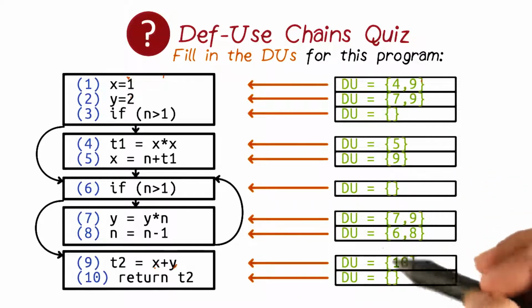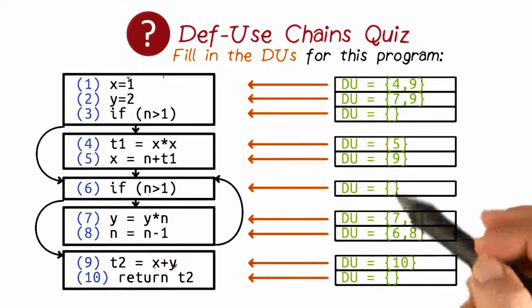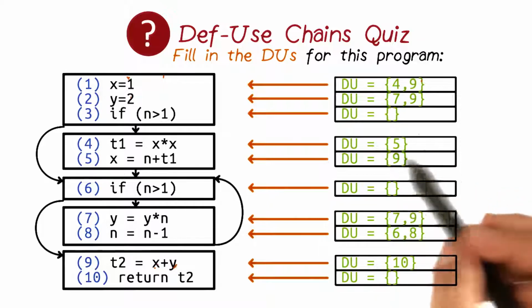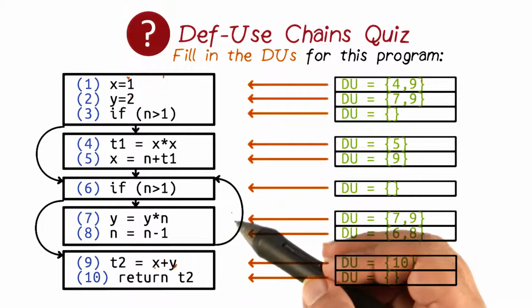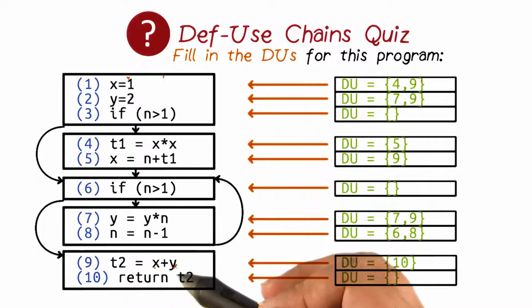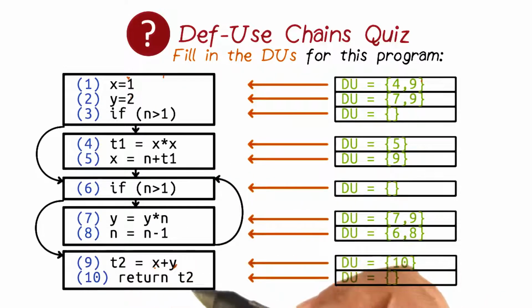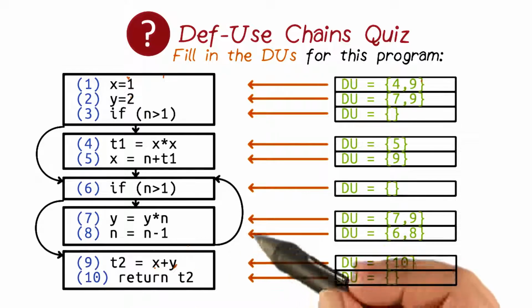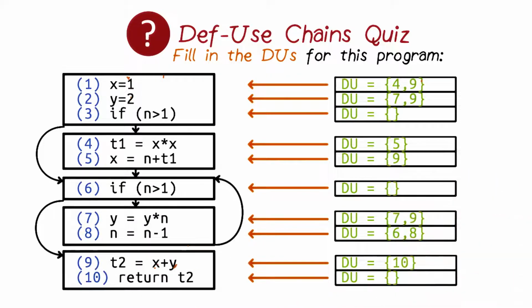Similarly, we can work out the others. I encourage you to work these out by following this reasoning. Again, what we do is, if there is one path along which we can take the value and deliver it to a use, there is a DU chain between those 2 points. Keep that in mind and fill in the rest here.